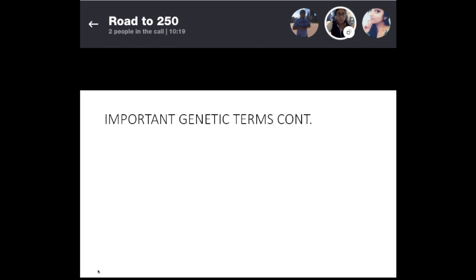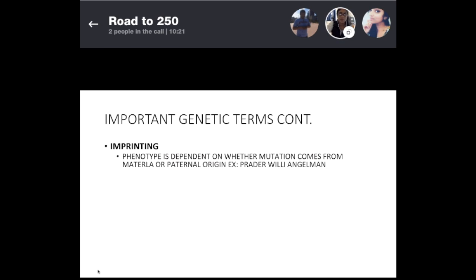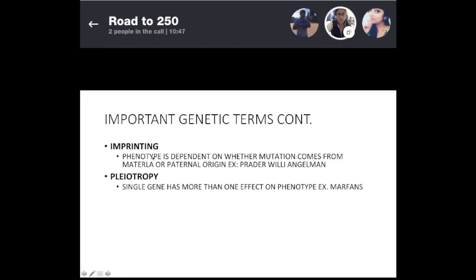A couple more terms. Imprinting. So imprinting is that the phenotype is dependent on whether the mutation comes from the maternal or paternal origin. And this is always associated with Prader-Willi and or Angelman syndrome. So we just want to know that that's imprinting. Pleiotropy is going to be that a single gene can have more than one effect. So Marfan's is an example here.